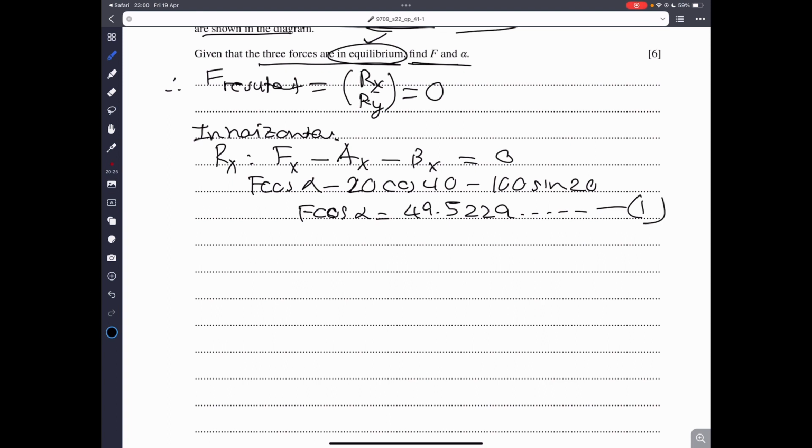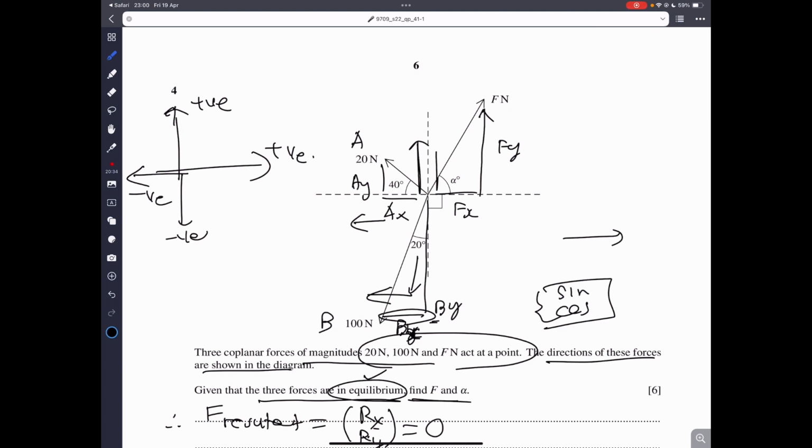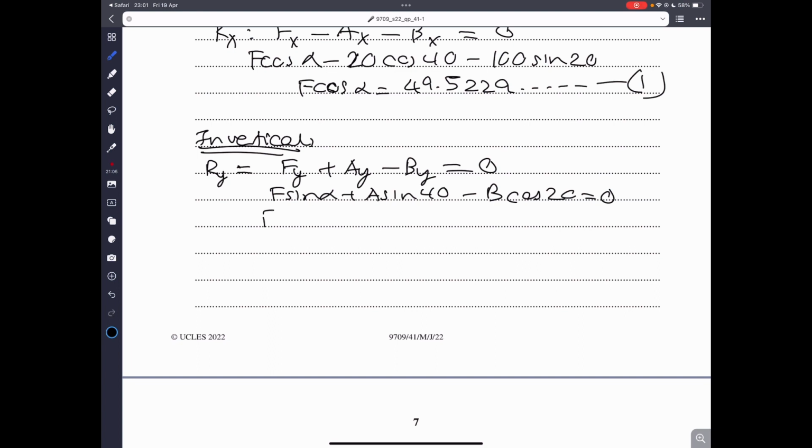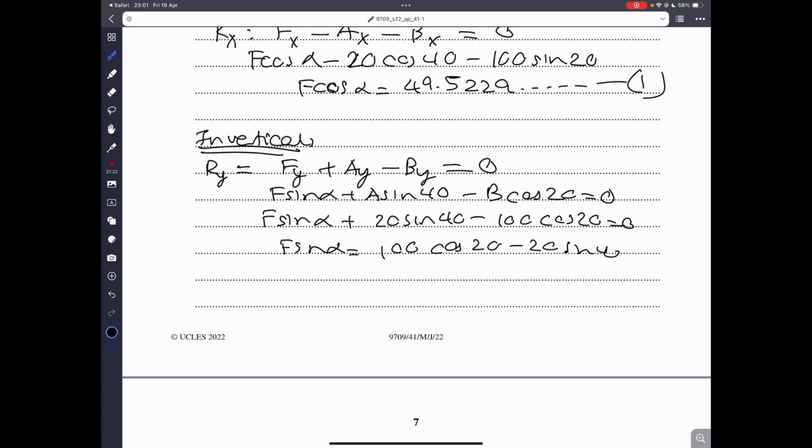So in the y direction, in the vertical direction, you just look at the diagram again. There are 2 forces acting upward and 1 force acting downwards. So the resultant in y is given by Fy acting upwards, Ay acting upwards, minus By acting downwards, equals 0. So F sine alpha plus A sine 40 minus B cos 20 equals 0. So F sine alpha plus 20 sine 40 minus 100 cos 20 equals 0. So F sine alpha equals 100 cos 20 minus 20 sine 40. So F sine alpha is equal to 81.1135. This is equation number 2.